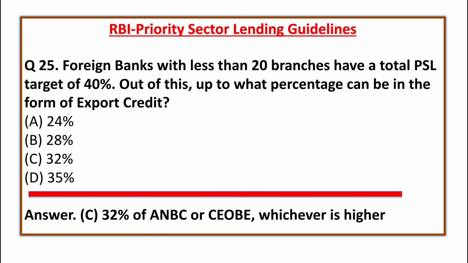Question 25. Foreign banks with less than 20 branches have a total PSL target of 40%. Out of this, up to what percentage can be in the form of export credit? A. 24%, B. 28%, C. 32%, D. 35%. Answer C. 32% of ANBC or CEOBE, whichever is higher.